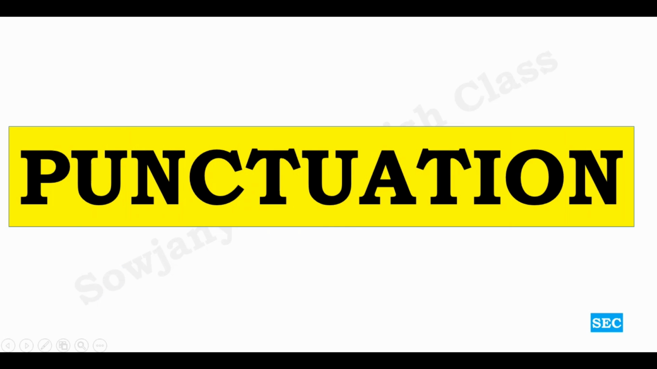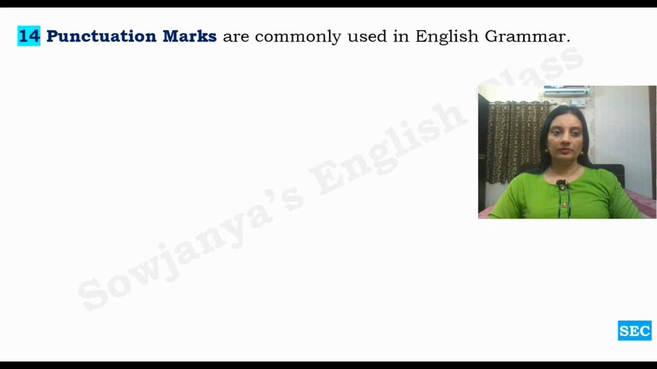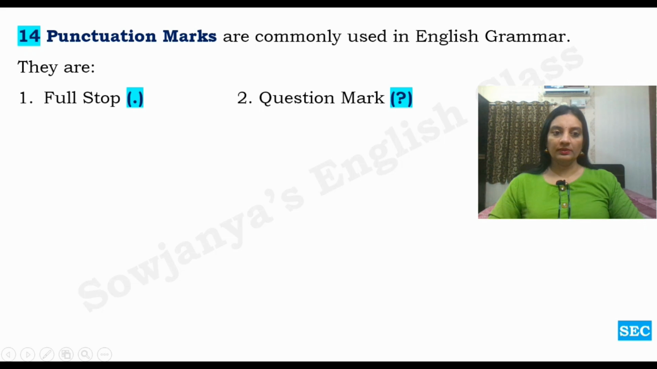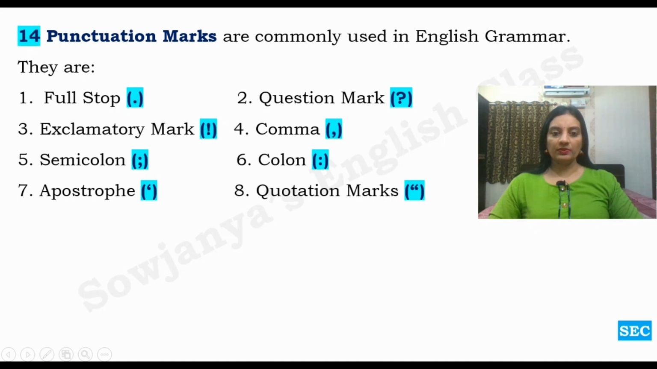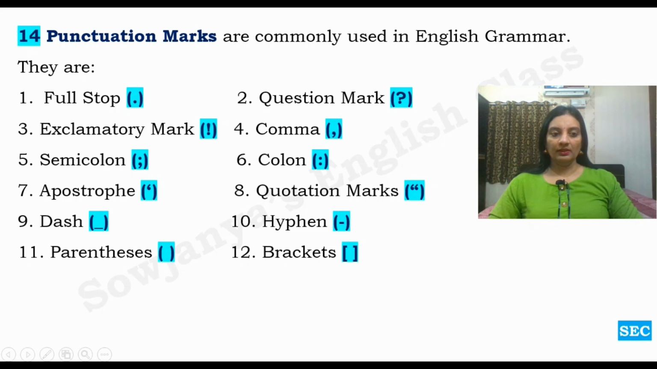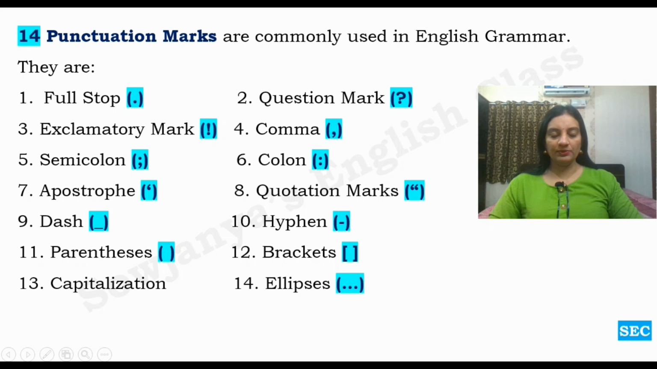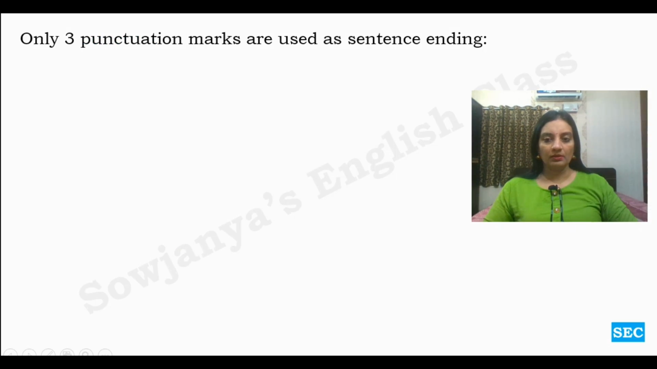This is our topic of the day, punctuation. There are 14 punctuation marks commonly used in English grammar. They are full stop, question mark, exclamatory mark, comma, semicolon, colon, apostrophe, quotation marks, dash, hyphen, parenthesis, brackets, capitalization and ellipsis. Let us learn about these punctuation marks.